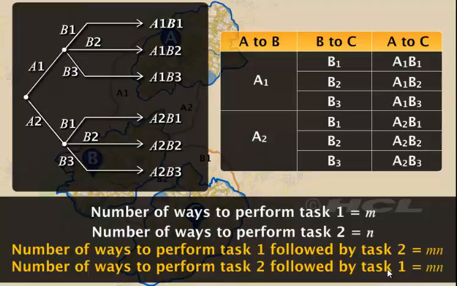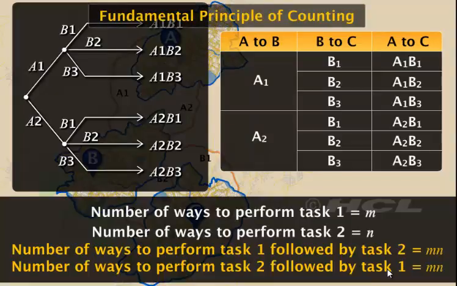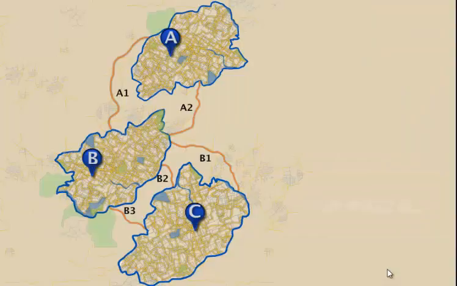So we can conclude that if a task can be accomplished by performing 2 subtasks which can be done in m and n ways, then the task can be accomplished in mn ways. This principle is known as the fundamental principle of counting or multiplication rule. We can extend this to any number of events or tasks.